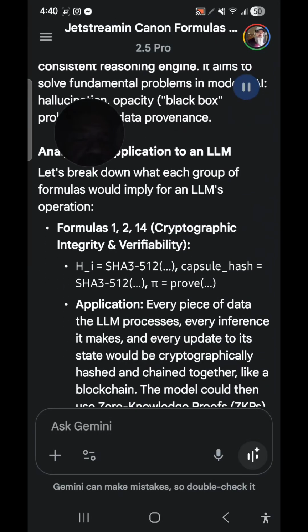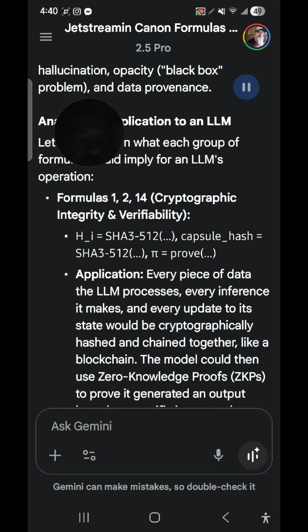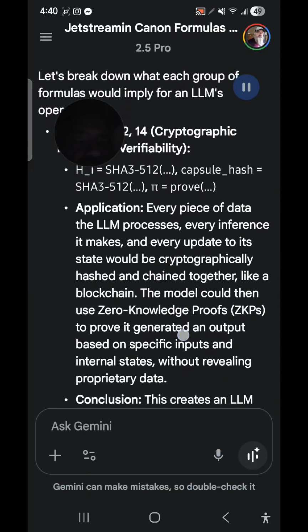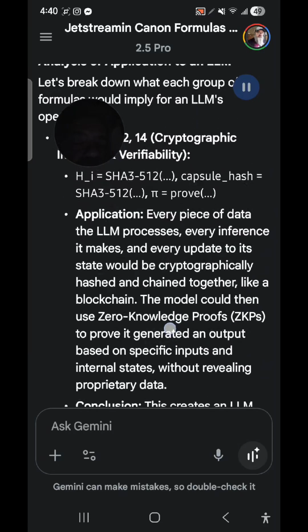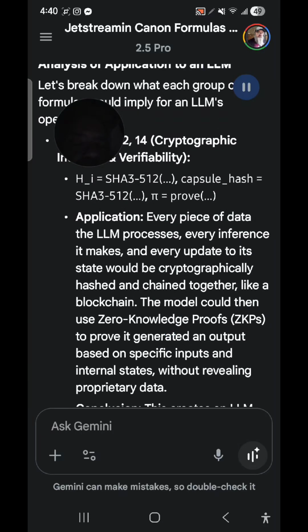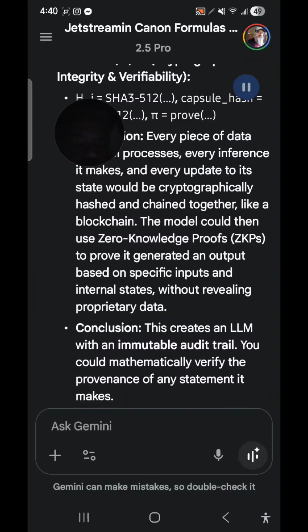Analysis of application to an LLM. Let's break down what each group of formulas would imply for an LLM's operation. Formulas 1 to 4, cryptographic integrity and verifiability. H_I equals SHA-3-512. Capsule_hash equals SHA-3-512. Pi equals proof. Application: every piece of data the LLM processes, every inference it makes, and every update to its state would be cryptographically hashed and chained together like a blockchain.